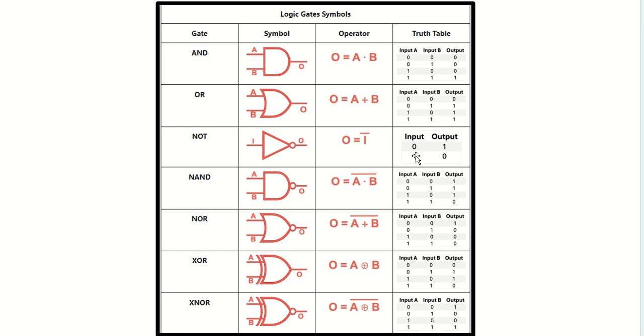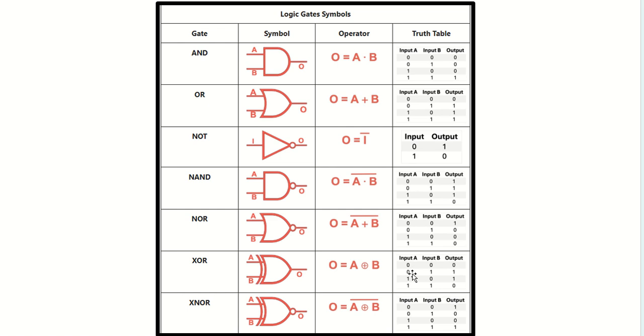For the NOT operation, if we give the input as 0, the output will be 1. If the input is 1, the output will be 0. For NAND, it's the complete opposite of the AND operation. If both inputs are 1, the output will be 0. Then next for NOR, the complete opposite of the OR operation. If one input is 1, the output will be 0. If both inputs are 0, the output will be 1.